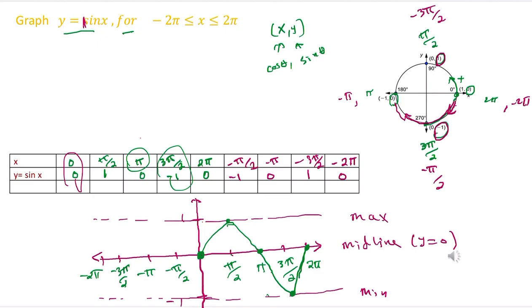When it's negative pi over 2, it's negative 1, so the graph goes down. Then when it's negative pi, it's 0, so we're going to go back here. And negative 3 pi over 2 is 1, and we connect that. And finally, negative 2 pi is 0. So you have the graph of the function up to 2 periods, from negative 2 pi to positive 2 pi. And that's it. I hope this helped.